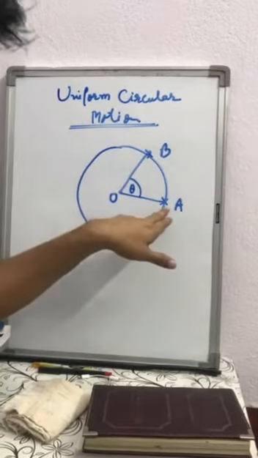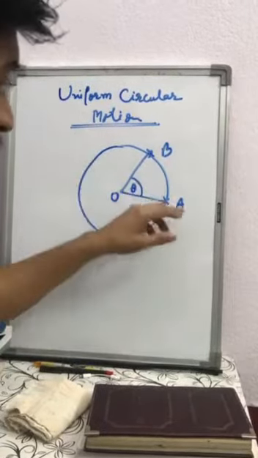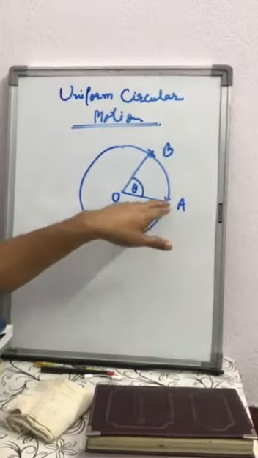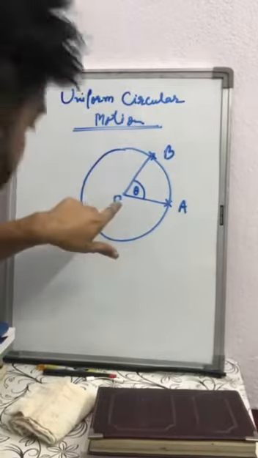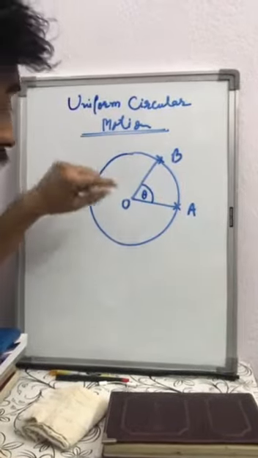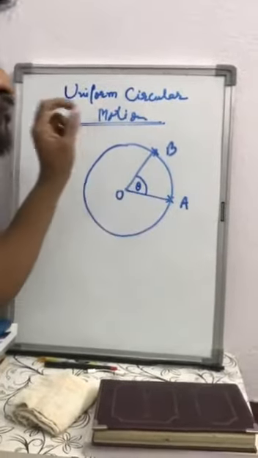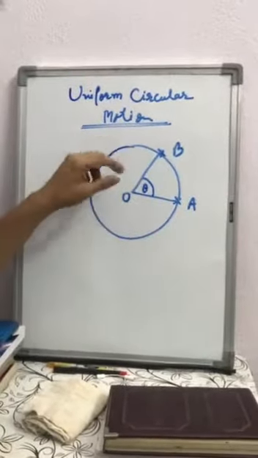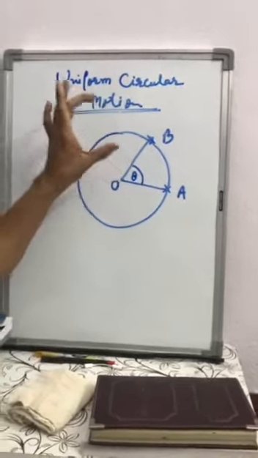Even if the body moves from A to B in a straight line path, for an observer elsewhere that motion is a linear motion. But if the observer is at O, at the origin, then for that observer, the motion of the body from A to B, when it makes an angle theta on his eye, is called circular motion.